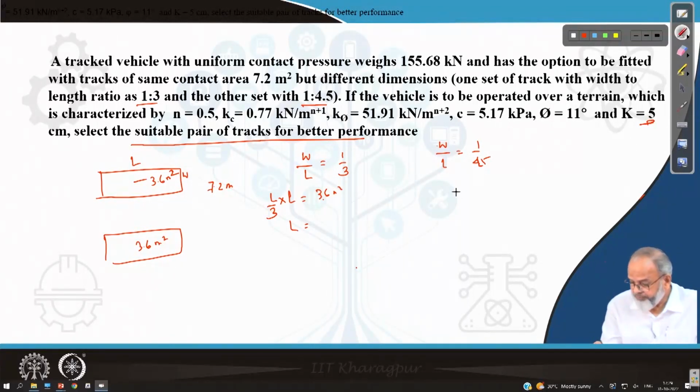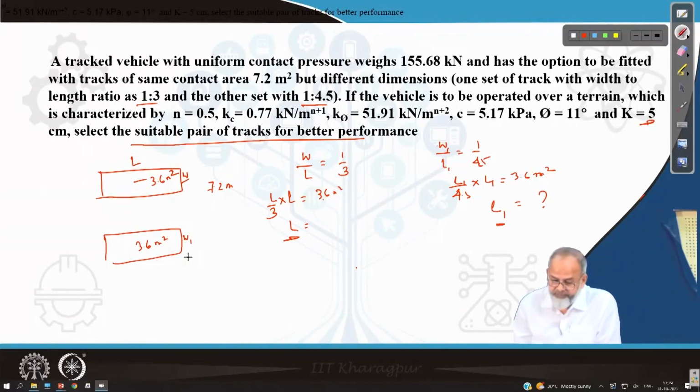Similarly here, 4.5, L by 4.5 into L is equal to 3.6 square meter. So this is better if I write L1, W1. So L1 will be equal to how much? Once you know L1, once you know L, then you can find out what is its width, W and W1.